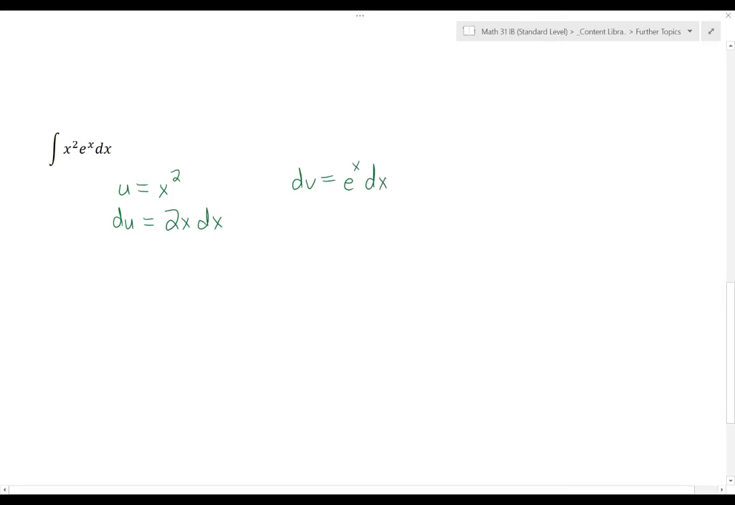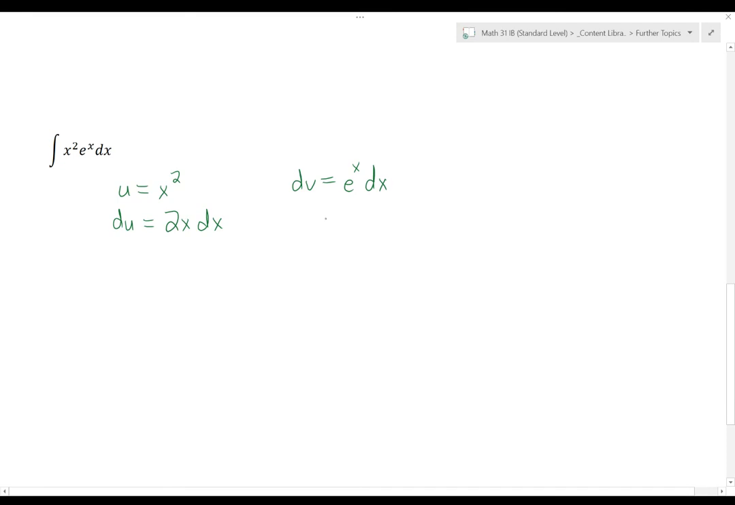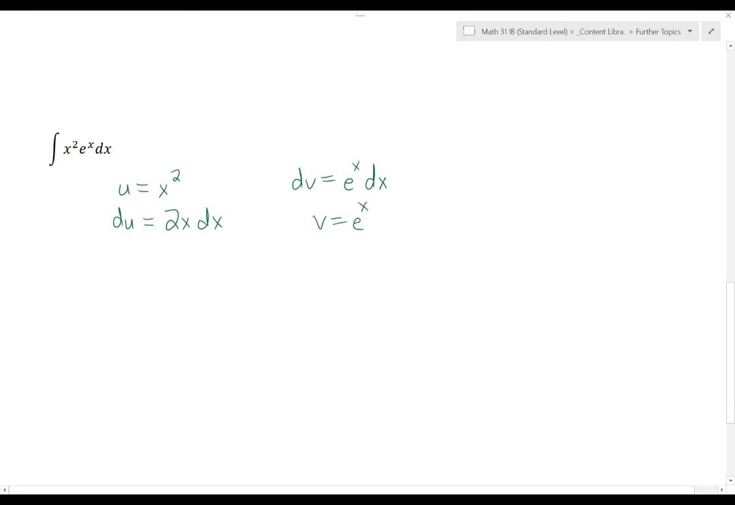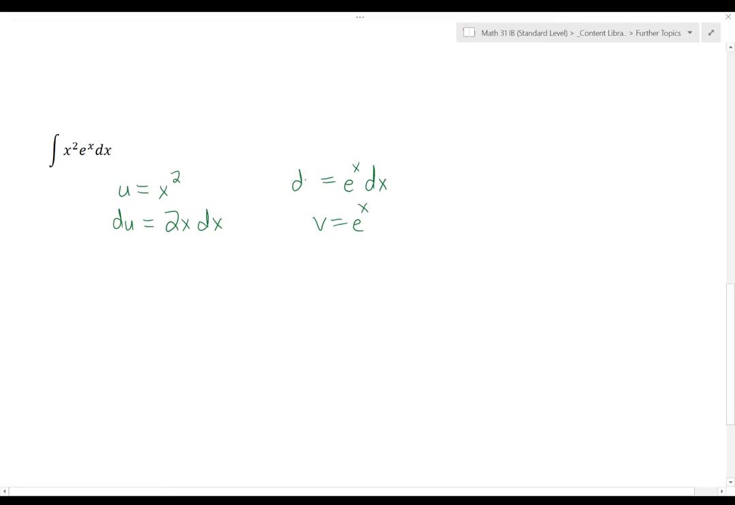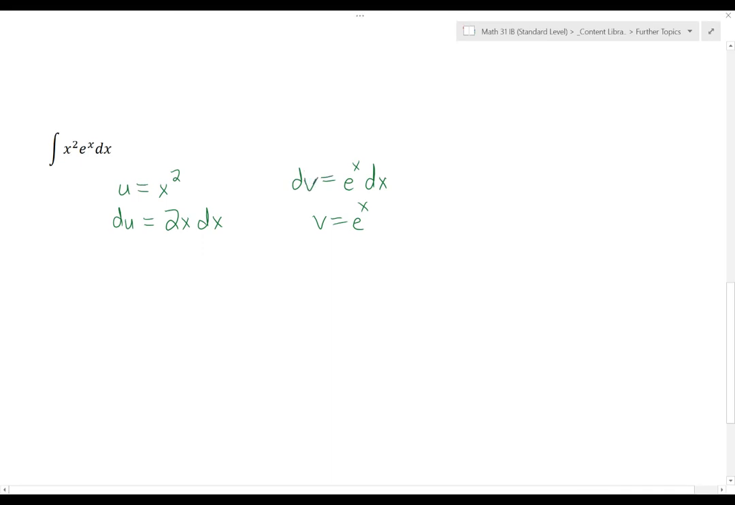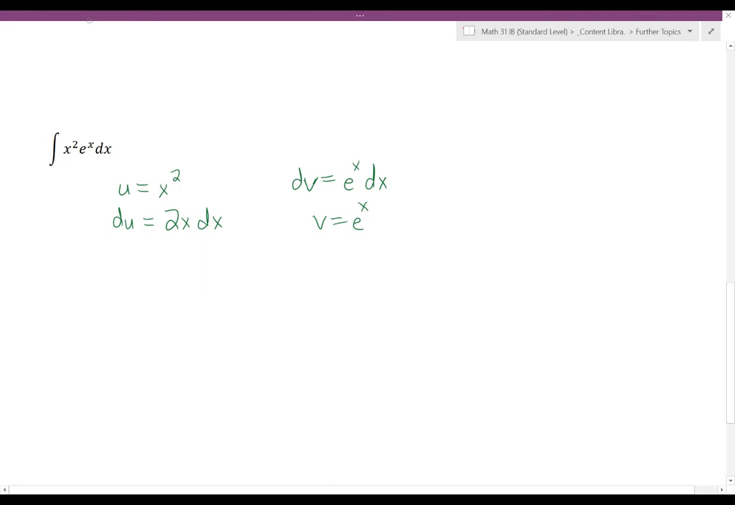Often we let our transcendental function be dv because it's pretty easy to antiderive. So in this case, very easy because e to the power of x is its own derivative. So if dv equals e to the power of x dx, then v just equals e to the power of x. And now we put that into our integration by parts formula.